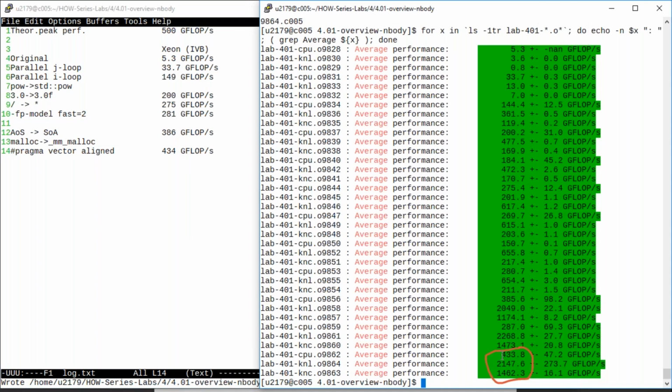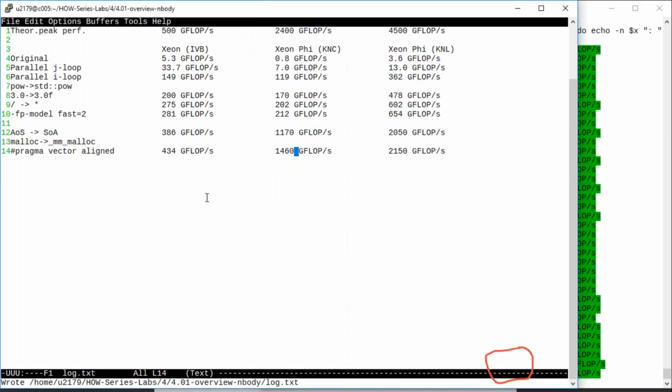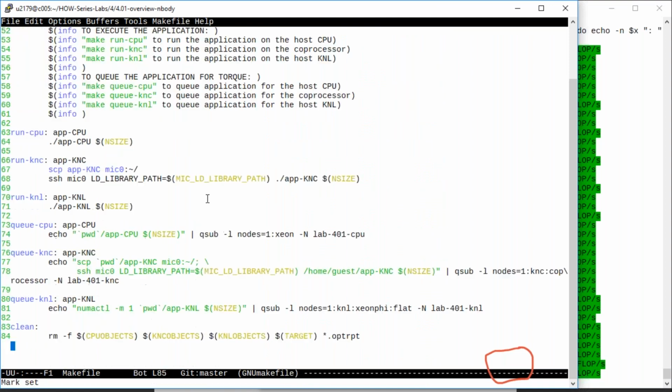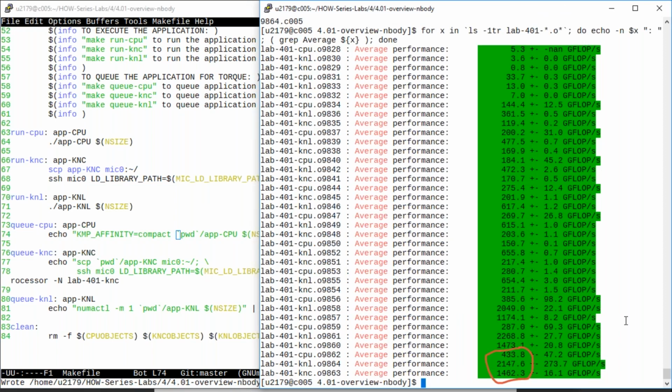Alright, so to prove to you that this was just a fluctuation and we can get rid of it, I'm going to hack into the makefile. And for the CPU code, I will change something. So instead of just running app CPU, I will do KMP affinity equal to compact. That's all I have to do. It pins threads to physical cores, prevents their migration, and it should get rid of these fluctuations.